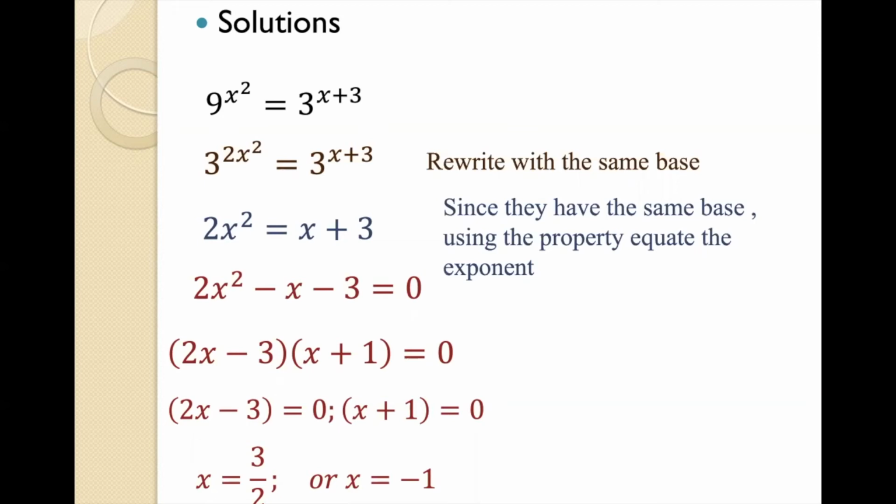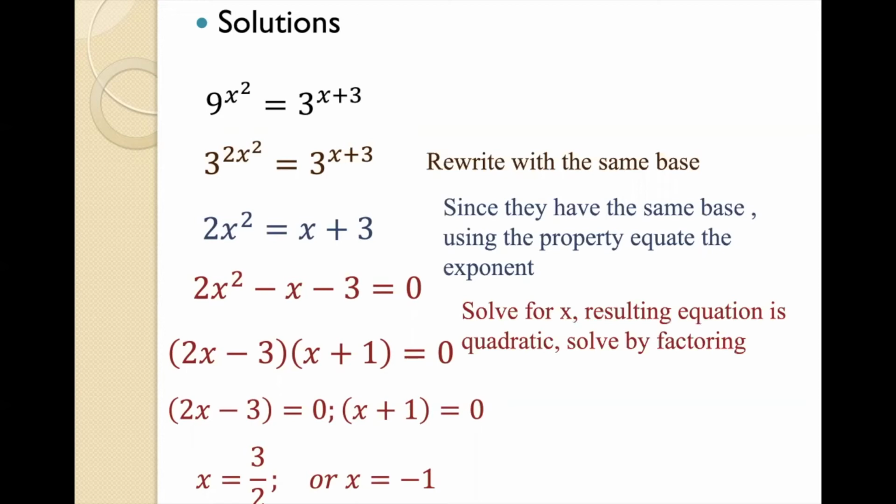So this time, we have an equation with the power of 2. So this is a quadratic equation. So recall, how do we solve a quadratic equation? We solve by factoring, completing the square, extracting the root, or using the quadratic formula. For this particular case, the given quadratic equation can be solved by factoring. So you have the factors 2x minus 3 times x plus 1 equals 0. Then equating each factor to 0, we'll have x equals 3 over 2 or x equals negative 1.